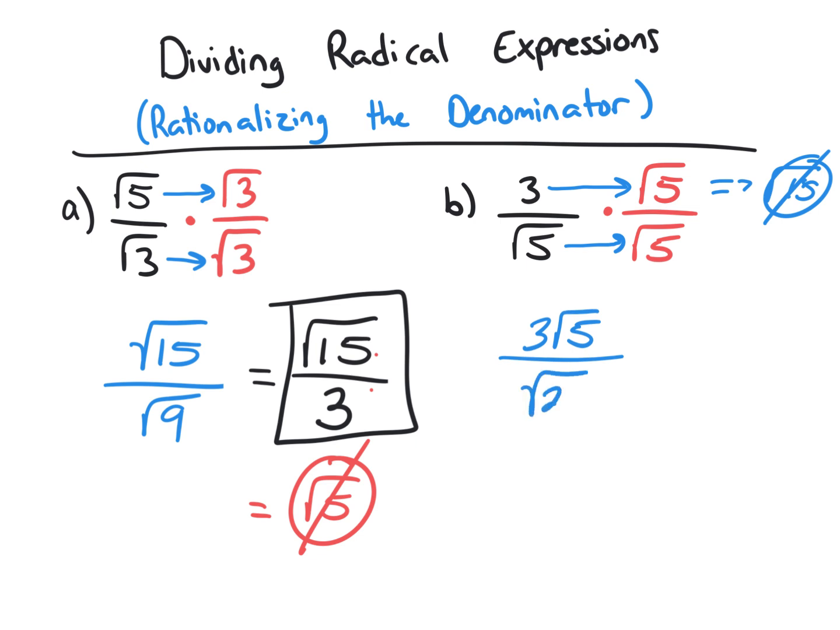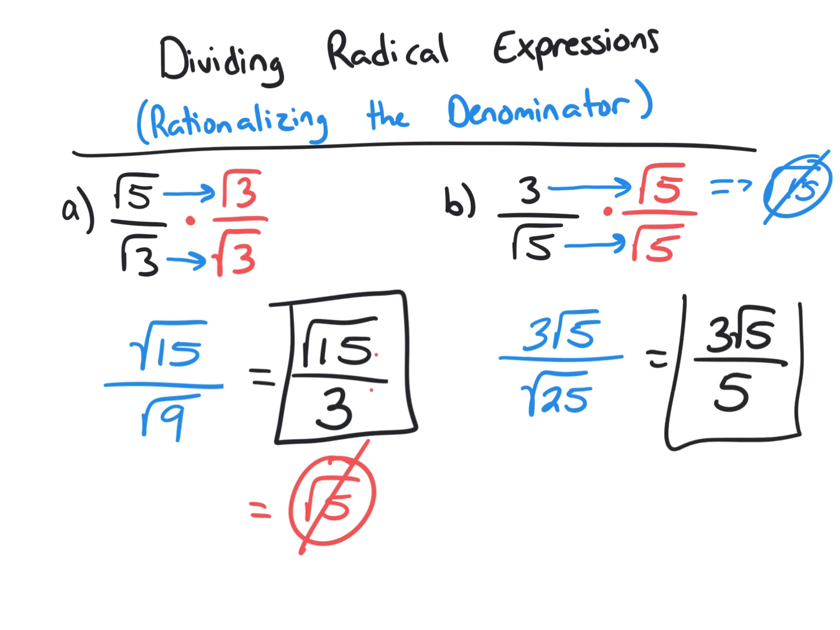Square root of 25. Okay. So now you're simplifying the top and the bottom separately. So looking here, can I do anything with 3 square root of 5? Nope. And then what is the square root of 25? 5. That is your answer.